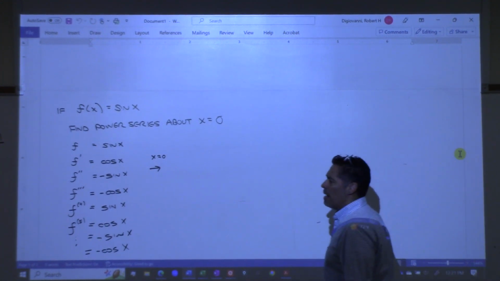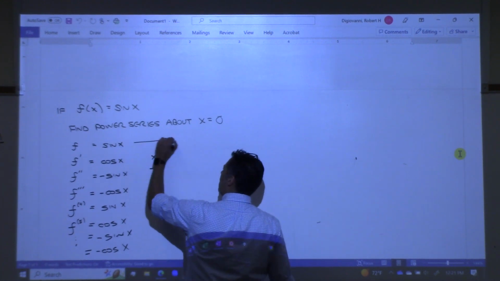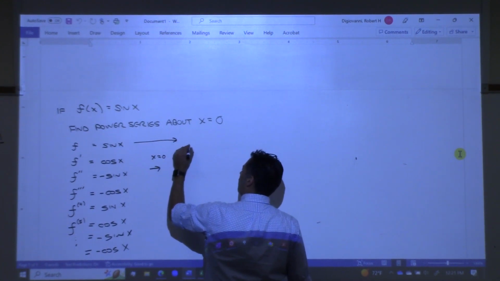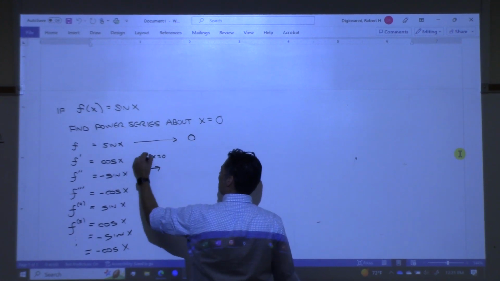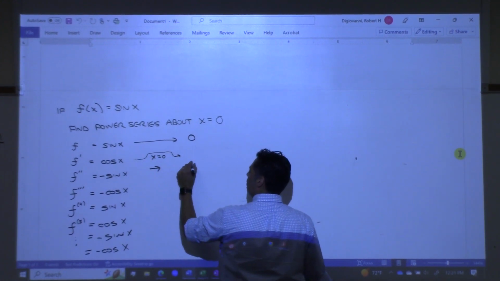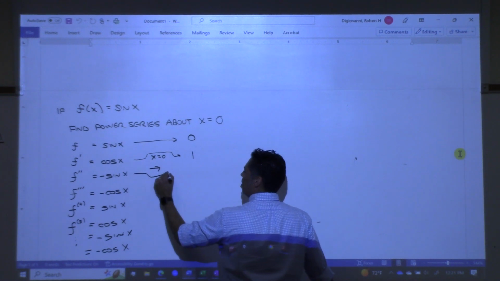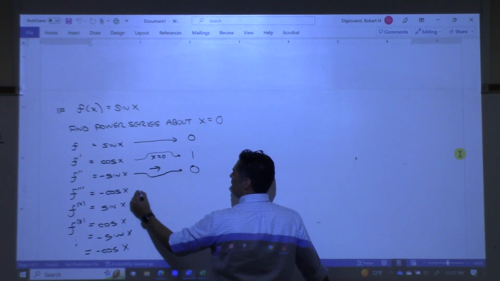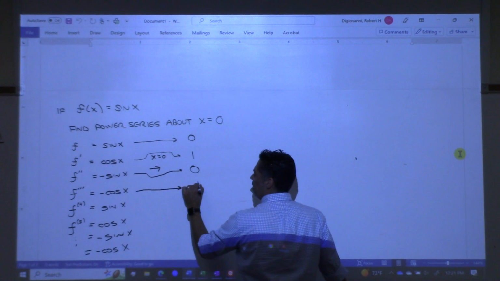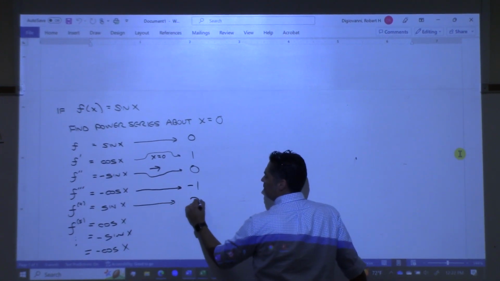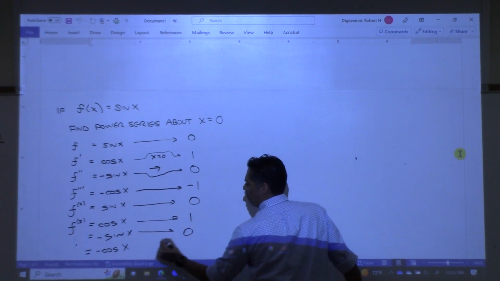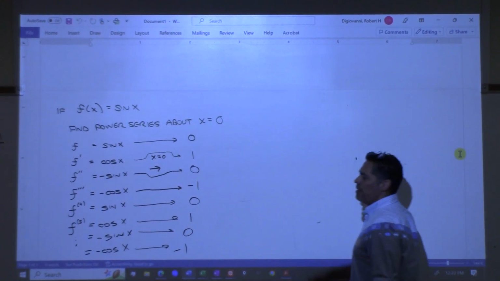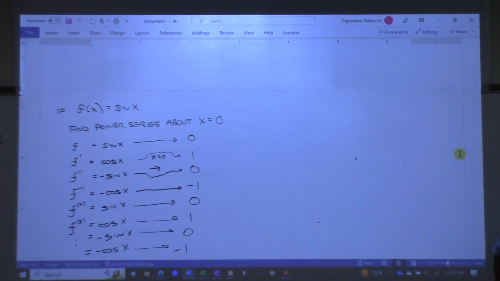Now what happens when I plug 0 into each of these? Sine of 0, 0. Cosine of 0, 1. Sine of 0, 0. Negative cosine of 0, negative 1. Sine of 0, it's going to repeat now, right? And that just keeps repeating itself, right?